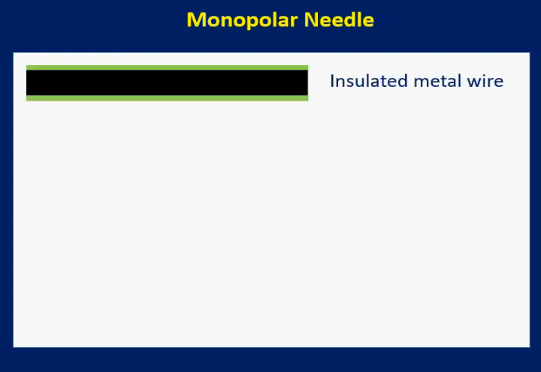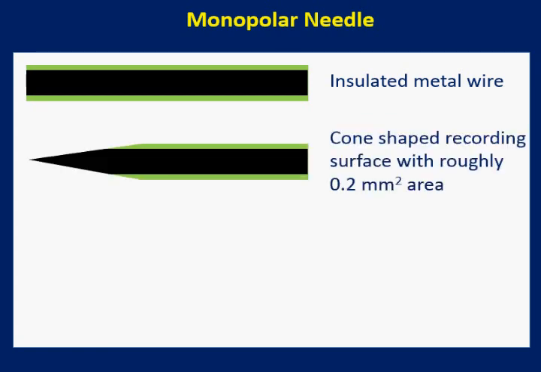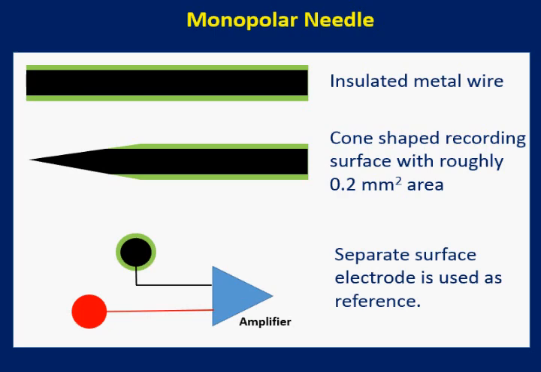The monopolar needle consists of a solid metal wire that is coated with Teflon. The tip of the needle is ground to expose a cone-shaped recording surface with an area of roughly 0.2 square millimeters. This is the active recording surface. A separate surface electrode is used as the reference electrode.